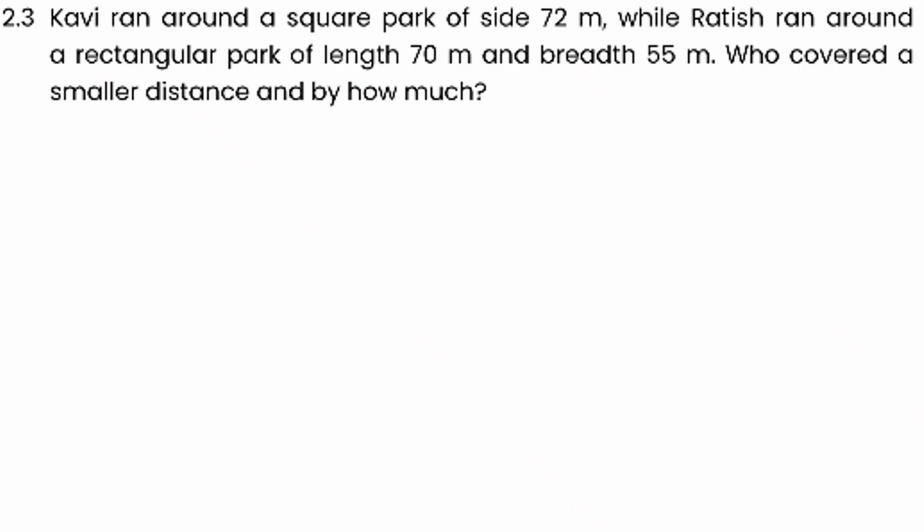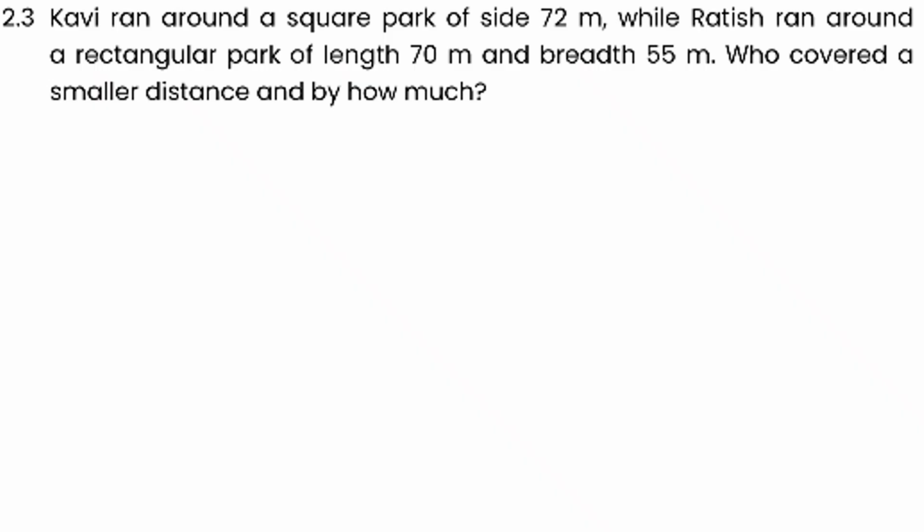Question number 3. Kabi ran around a square park of side 72 meter, while Ratish ran around a rectangular park of length 70 meter and breadth 55 meter. So here are two persons. One of them is running around the square park and another is running around the rectangular park.